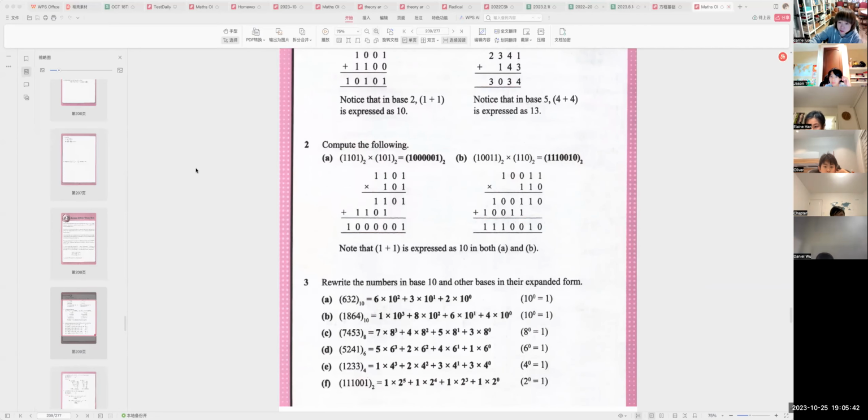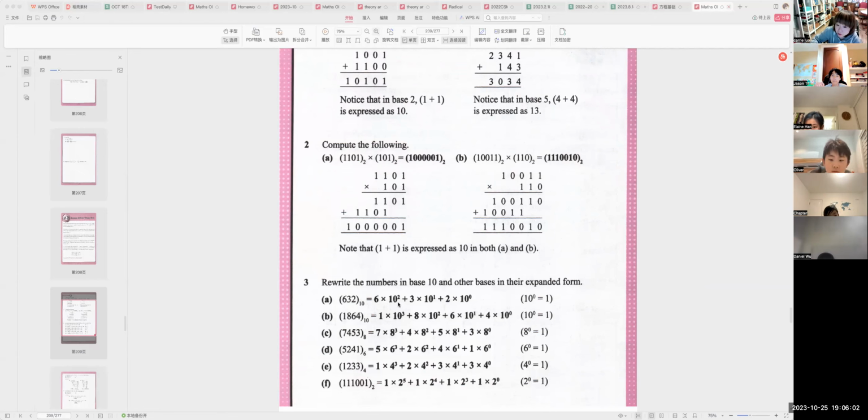Okay, so now let's take a look at this one. How do we transfer a base 10 number into a what?